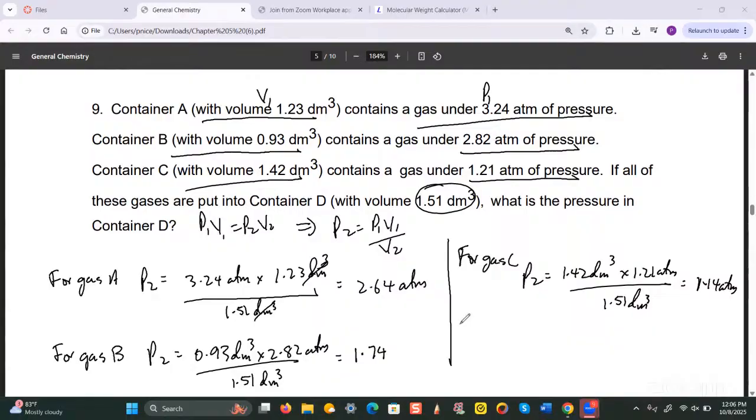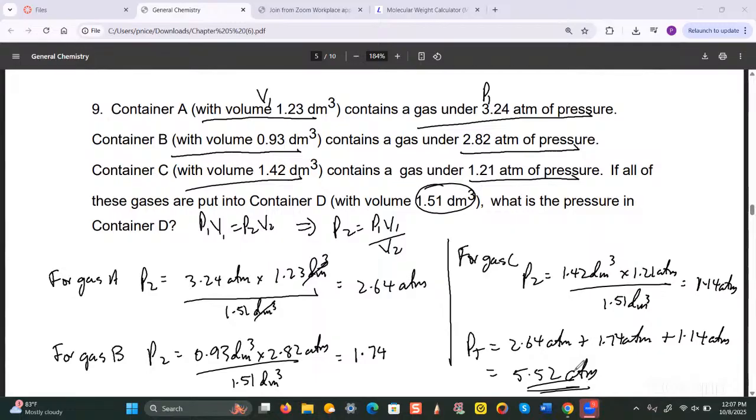All right. So we're not finished yet because the question is asking for the pressure of all the gases in that same container D. So how do we find the total pressure? Just add them all up. 2.64 atmospheres plus 1.74 atmospheres plus 1.14 atmospheres, and that's it. So let's see here. 2.64 plus 1.74 plus 1.14. According to my calculation, this works out to be equal to, I'm sorry, 5.52 atmospheres. And that's how that is done.